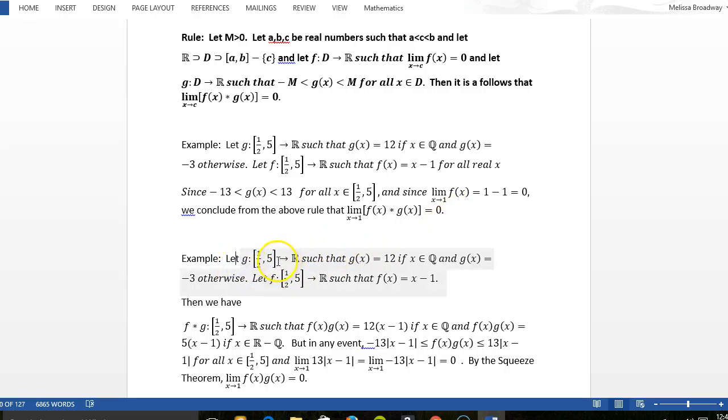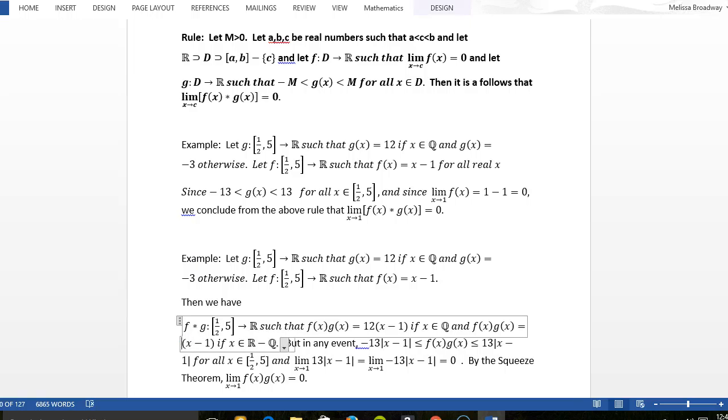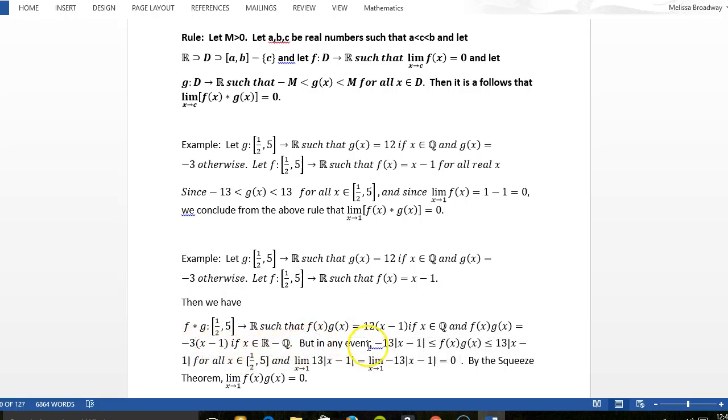So let g be this function, same function, and let f be the same function. Let's look at the product. The function f times g, such that f of x times g of x is going to equal 12 times x minus 1 if x is rational, and it's going to equal, let's see here. Oops, I made a mistake. That 5 should be a negative 3. Sorry about that. Because g is negative 3 if we're irrational. But in either event, f of x g of x is caged between negative 13 absolute value of x minus 1 and positive 13 absolute value of x minus 1 for all x in this closed interval.